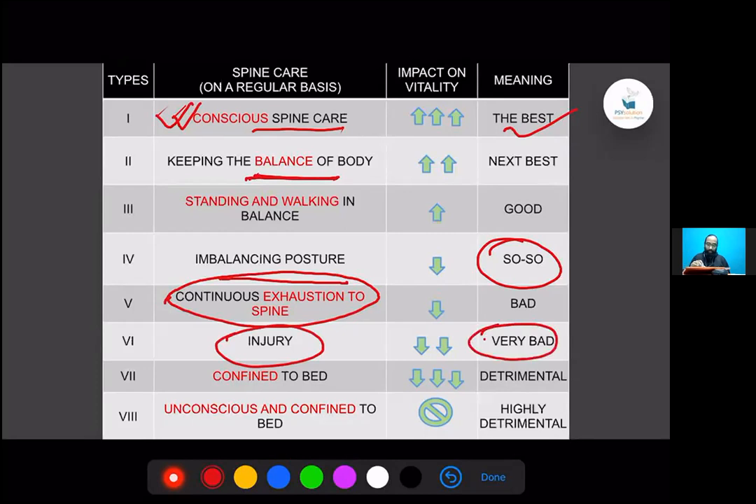Injury is definitely an unfortunate occurrence, but it is very bad for the spine and the conservation of vitality in the spine. If somebody is confined to bed, then spine care is compromised, right? So we need to opt for physiotherapy and massages and all those things. And the primary caregiver needs to understand all these aspects of pure nature cure if they want to opt for pure nature cure management. If somebody is unconscious and not able to support even the physiotherapy, it is highly detrimental, and the chances of natural recovery are very slim in those cases.